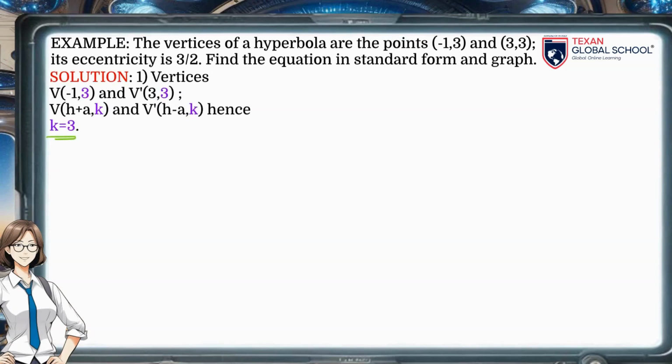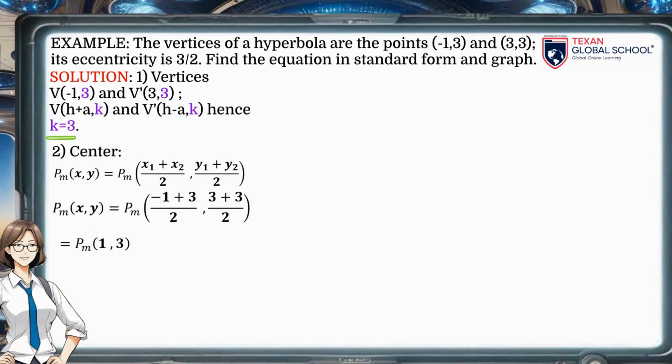As the vertices, or ends of the transverse side, are the given points, it results that they are defined by the coordinates h plus a, k and h minus a, k. From these coordinates, it results that k is equal to 3. Now, since the center is the midpoint between the vertices of the hyperbola, the center is at point 1, 3. With this result, we have the values of h and k.